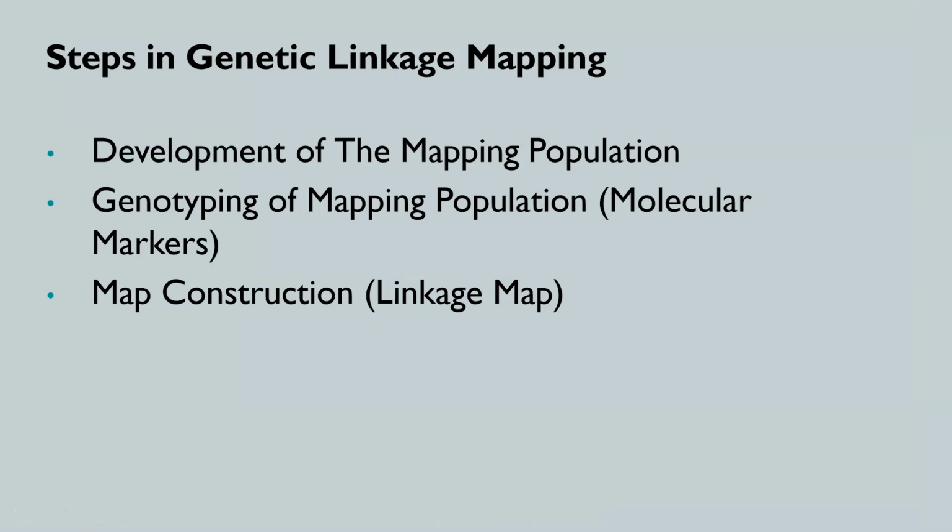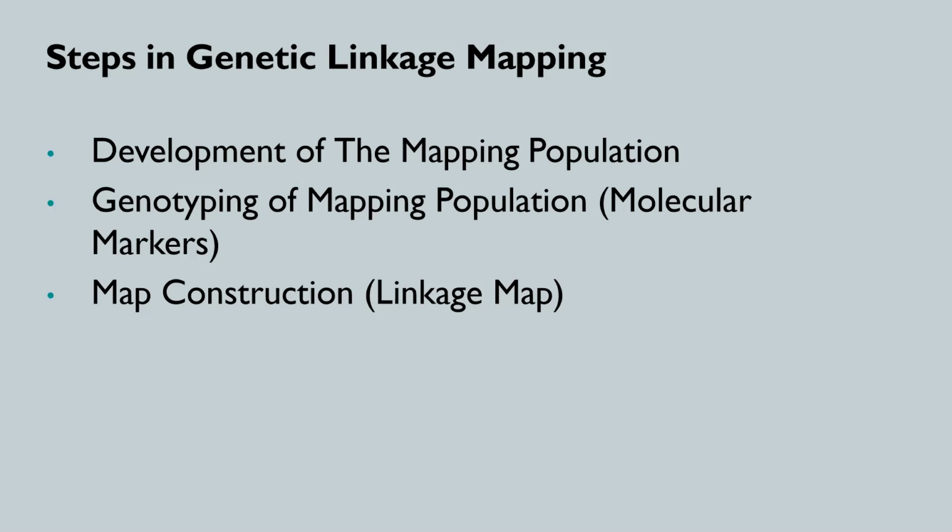With these applications, even in today's advanced science, be it chromosome assembly or assembly of the whole genome, we need to do linkage mapping. For that, there are basically 3 steps. One is development of the mapping population. Second is genotyping the mapping population. And third is map construction.